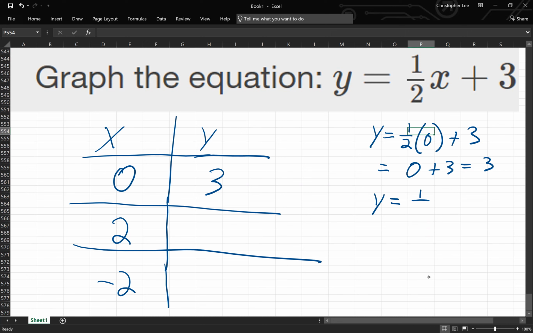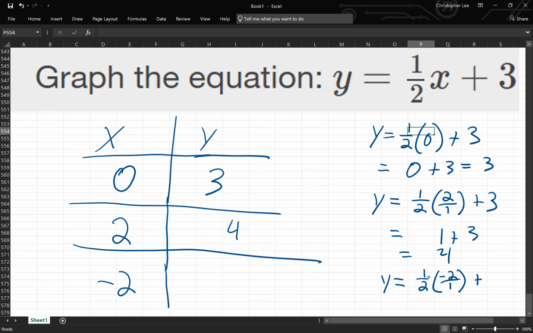If I plug in 2, remember that's like 2 over 1 plus 3, so that's going to become what? 1 plus 3, which is 4. And if I plug in -2, it's like -2 over 1 plus 3. What does that become? That becomes -1 plus 3, which is +2.